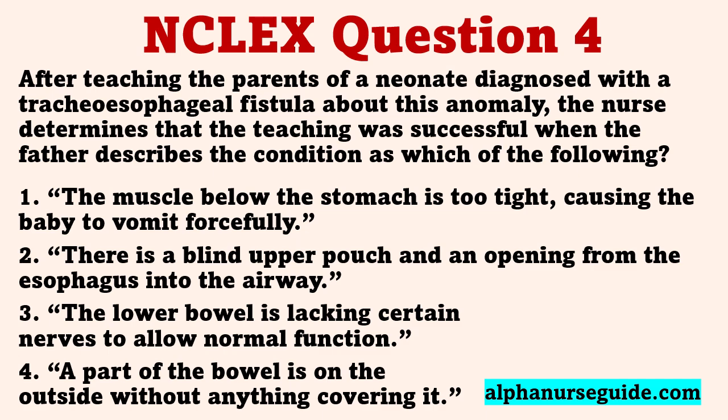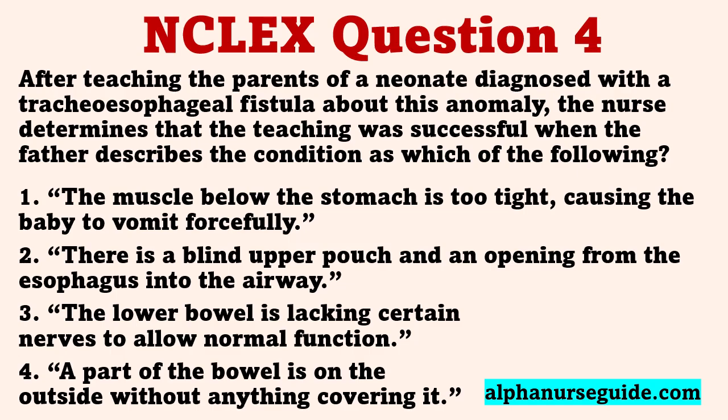Although a TEF can include several different structural anomalies, the most common type involves a blind upper pouch and a fistula from the esophagus into the trachea. Other types include a blind pouch at the end of the esophagus with no connection to the trachea, and a normal trachea and esophagus with an opening that connects them.